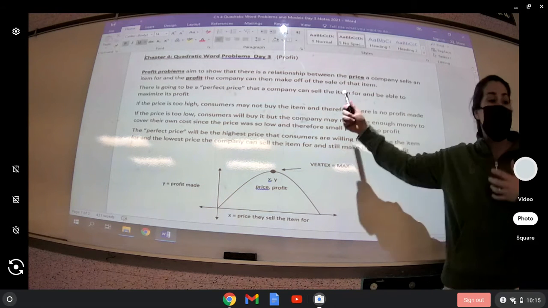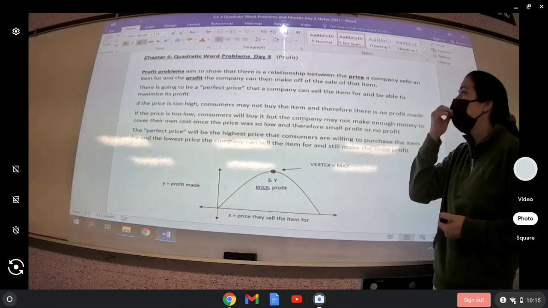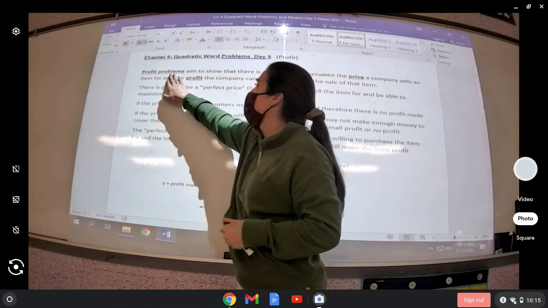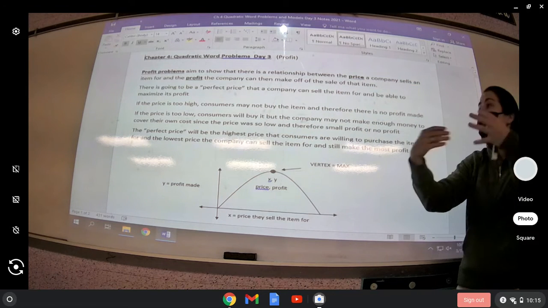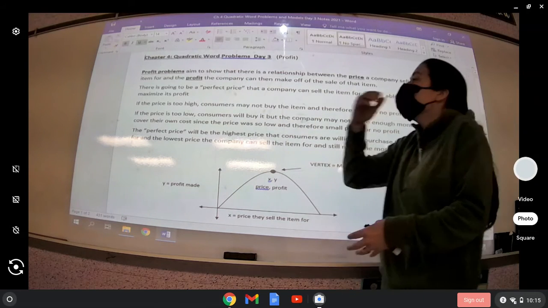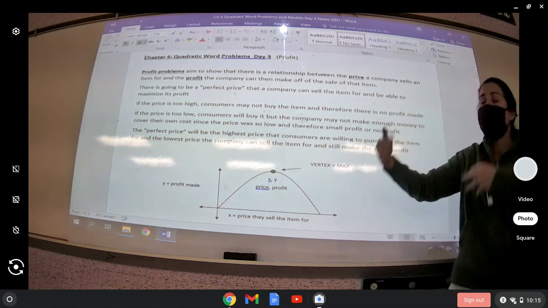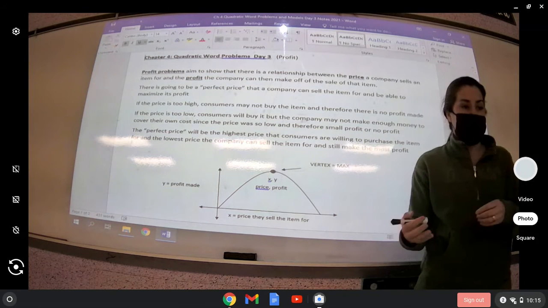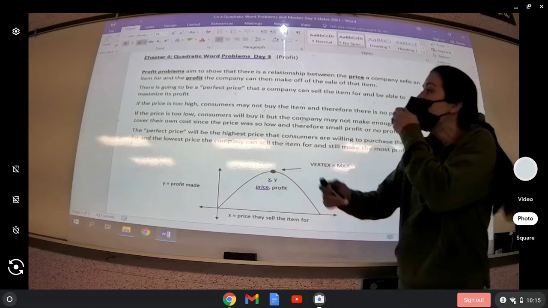All right, so here we go. So today's quadratic word problems, they're not the gravity objects in motion. We're going to see some different kinds about profit, okay? So in today's profit problems, they aim to show that there is a relationship between the price a company sells an item for and the profit the company can then make off the sale of that item, okay? There is going to be a perfect price that a company can sell the item for and be able to maximize its profit. So again, all these problems are trying to show you that there's a direct relationship between the price of an item and the money the company can make off of the sale of that item.